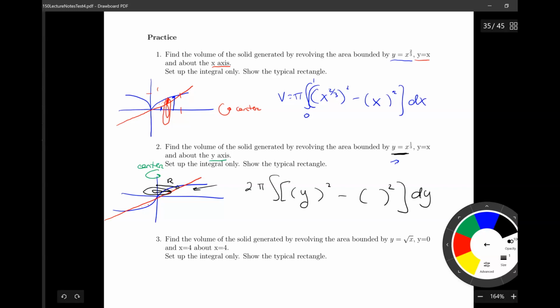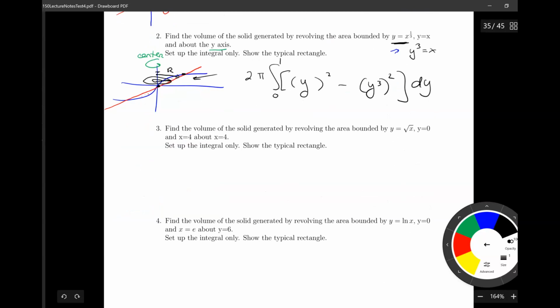The inside radius will be from the y-axis to the function. This I'm going to need to solve for x, so that is y cubed equal x. So y cubed in there. I am doubling it, so I just need to go from here, 0, to where they intersect on the y-axis, and I can tell that it's going to be 1.